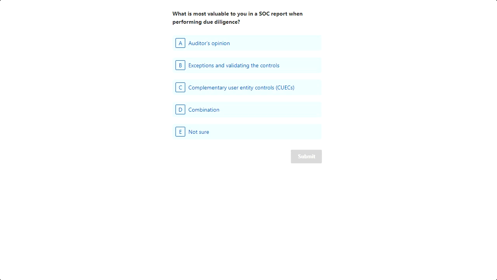This brings us to our first poll question after the break. And this poll question is, what is most valuable to you in a SOC report when performing due diligence? The auditor's opinion, exceptions in validating the controls, complementary user entity controls, a combination, or you're not sure?